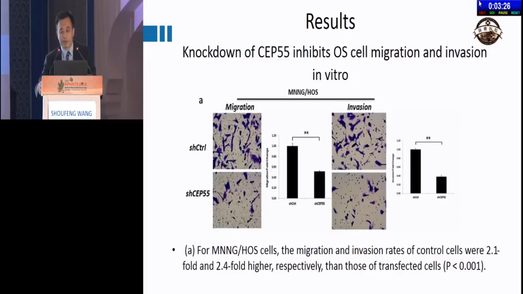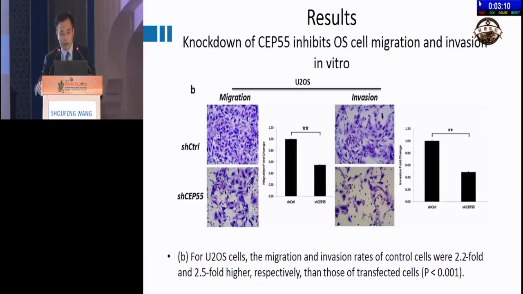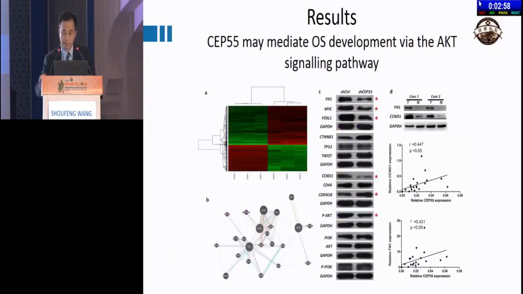After we knock down the CEP55, we can see the cell migration and invasion. In these cell lines, the migration and invasion rates of control cells were 2.1-fold and 2.4-fold higher than those of the study groups. Also, in another cell line, we can see the same results, that the migration and invasion rates of the control cells were 2.2-fold and 2.5-fold higher than the study groups.